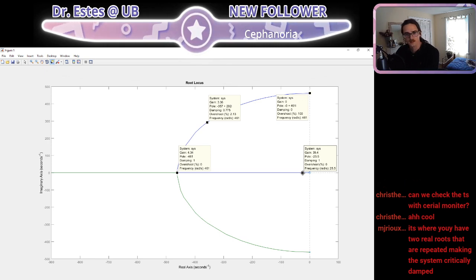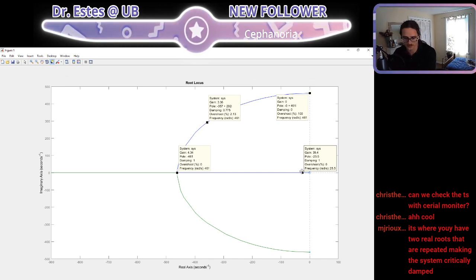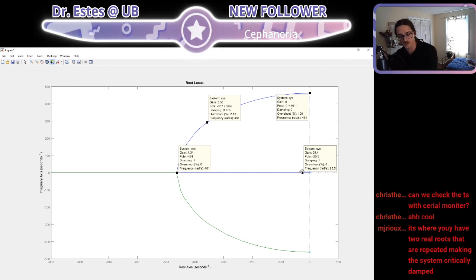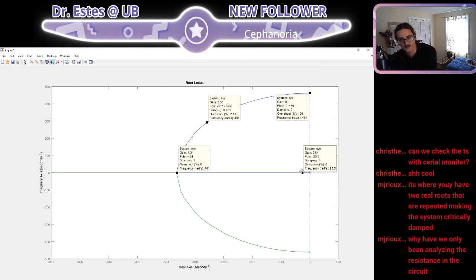So the resistance we had made our system pretty darn slow. But that's the resistance built into the inductor, and we can't really do anything about it. So as far as this real life system goes, that's as fast as we're going to get.